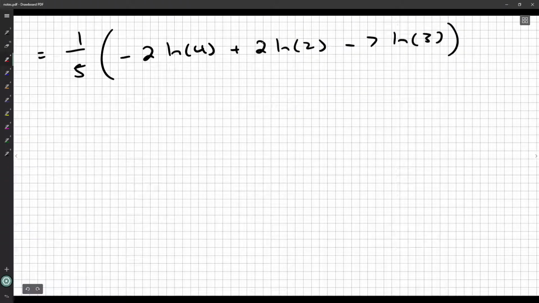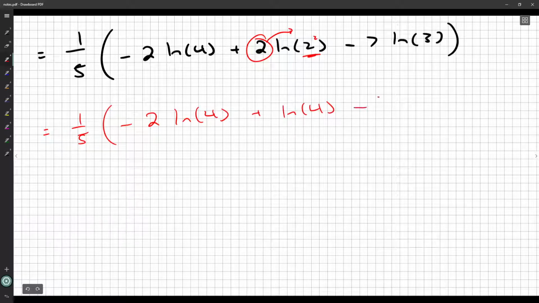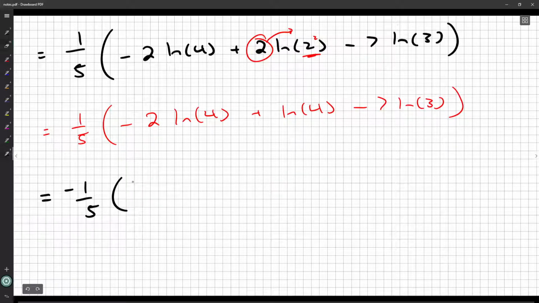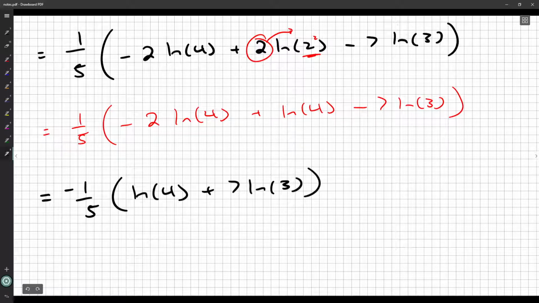And is there anything else we could do to combine these? Well, yeah, we know our logarithm properties, so we could do something like bring this 2 up inside as an exponent. And we've got minus 2 ln 4. 2 to the power 2 is just going to be another ln 4, so that's kind of nice. We get minus 2 ln 4s plus another ln 4 is going to give us minus 1 ln 4, or just minus ln 4. Minus 7 ln 3. Well, I suppose we could take out a minus sign. Make this minus 1/5. So ln 4 plus 7 ln 3, now that the minus sign has been taken out.